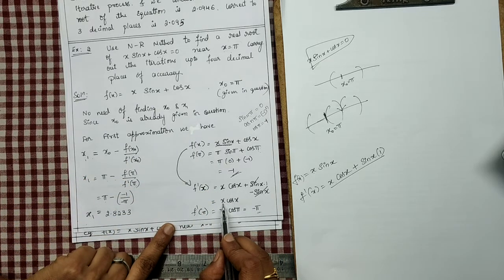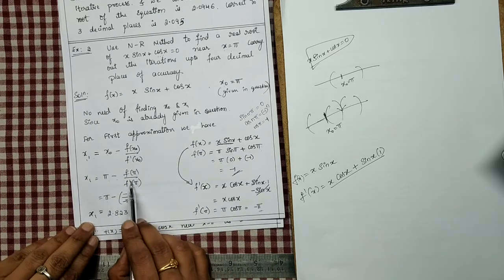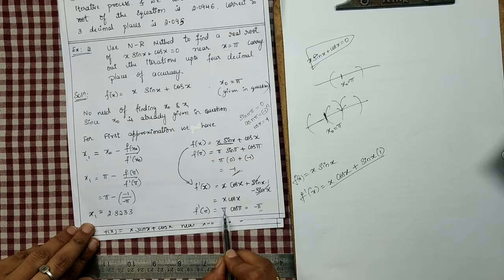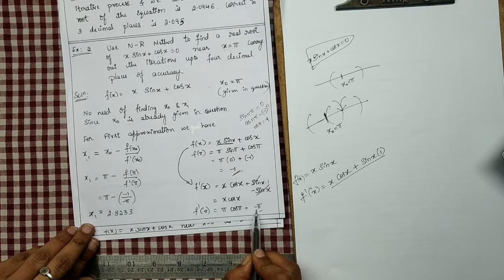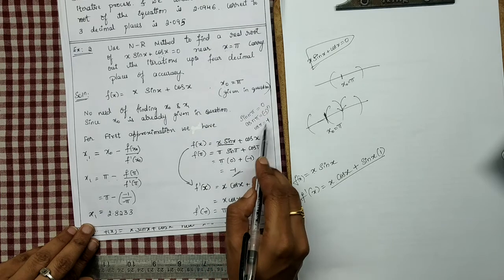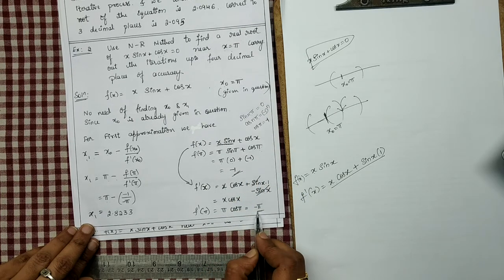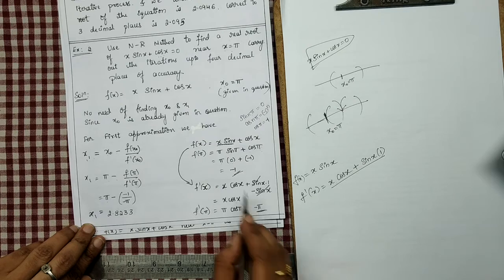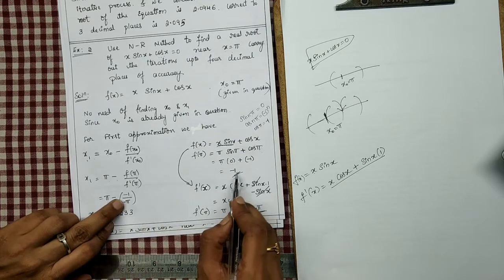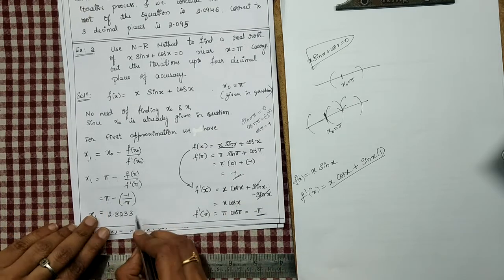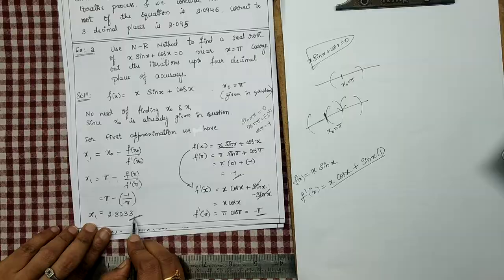Now in place of x put pi, so that you will get f dash of pi. So f dash of pi is equal to pi, in place of x is pi, right? So it is pi into cos pi. That will give you minus pi. How will it be minus pi? Pi as it is, cos pi is minus 1, minus 1 into pi is minus pi. Now put these two values in the formula. So it is minus 1 and minus pi. When you simplify this, you will get 2.8233.